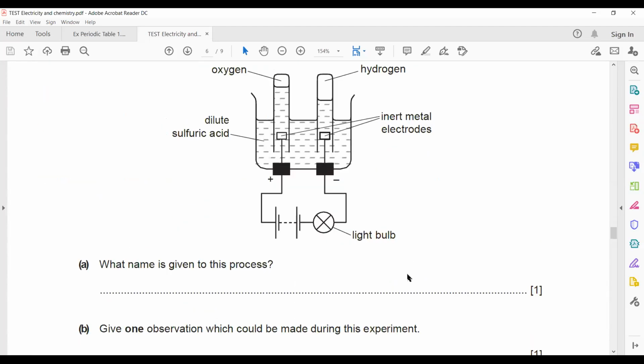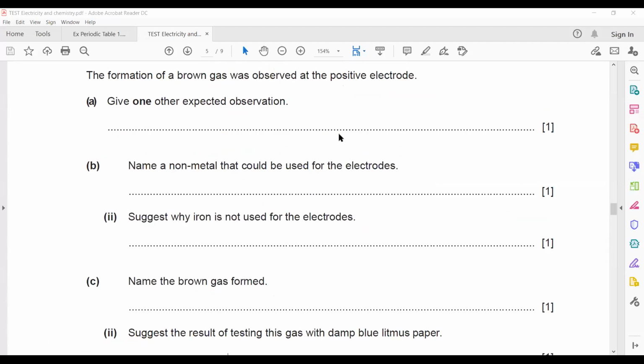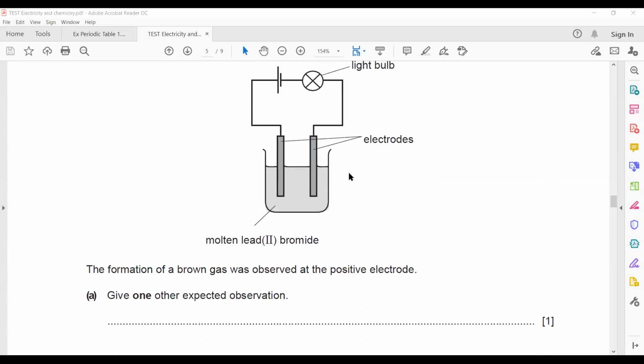Question number 7, anyone having a doubt? Question 7. Part A. Give one expected observation. When you do electrolysis, a metal is deposited at the negative, so you'll see a shiny solid form, and you will observe that bromine is there, so brown vapors are also released.